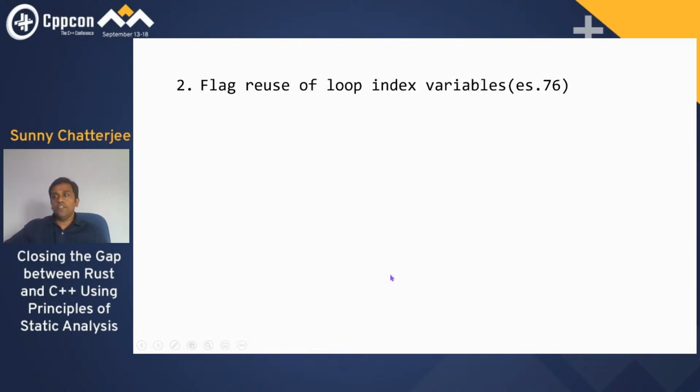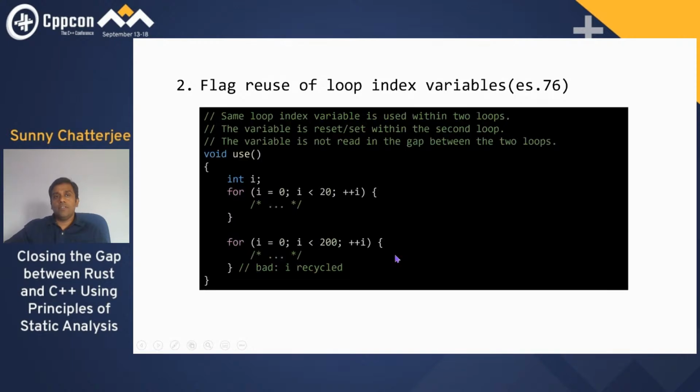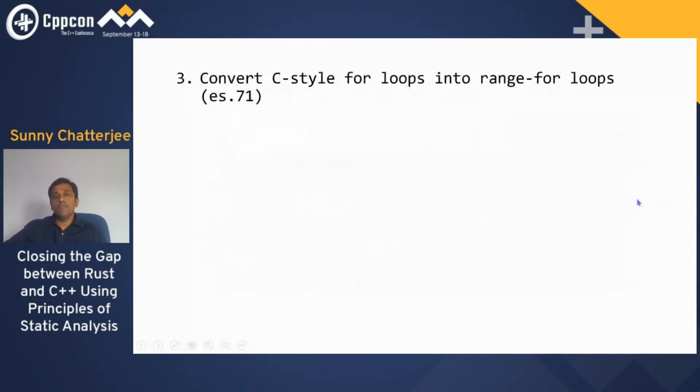Similarly, there is a rule in C++ where it wants us to flag reuse of loop index variables. So you have a loop index variable i here, which is used in 2 loops, and it's reset in the second loop, and it's not used in between the 2 loops. There's no reason why that shouldn't move inside the loop body. So we do have these rules in the guidelines to use loops safely.